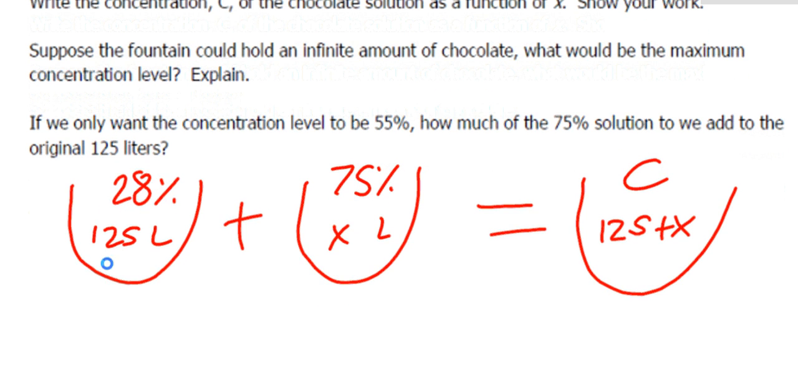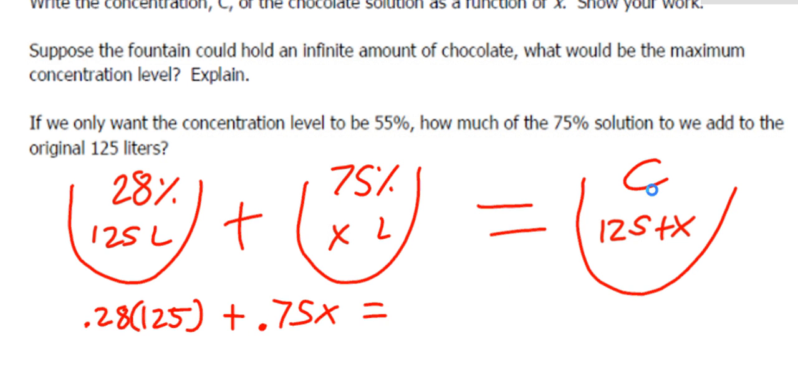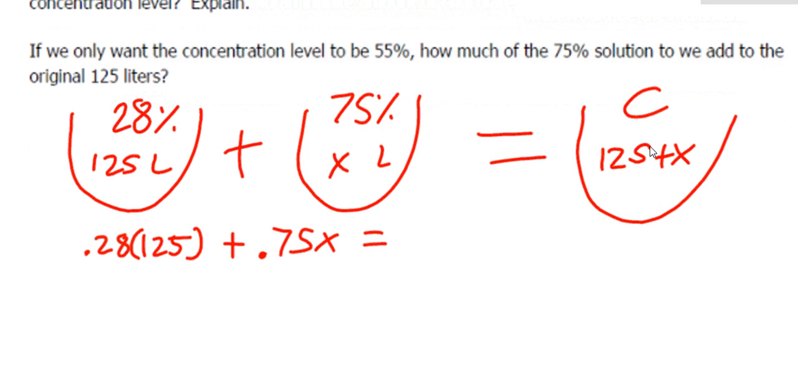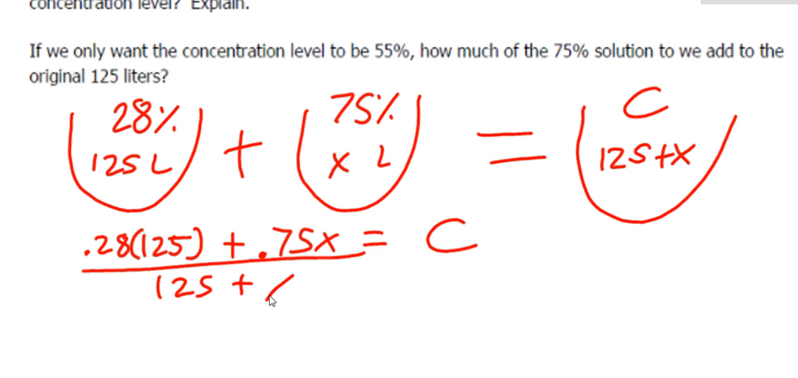This is 0.28 times 125, plus 0.75x, equals C times 125 plus x. Trying to solve for C, so let's divide by 125 plus x. So this is the equation we're going to type into our calculator.